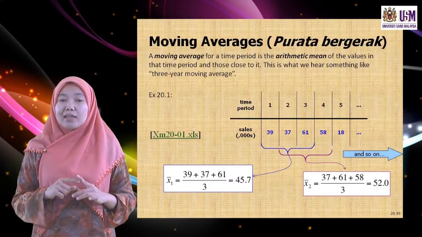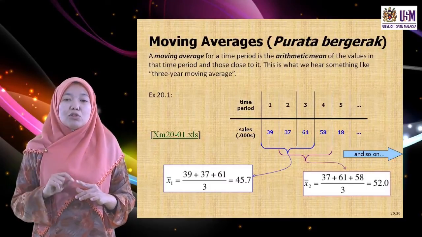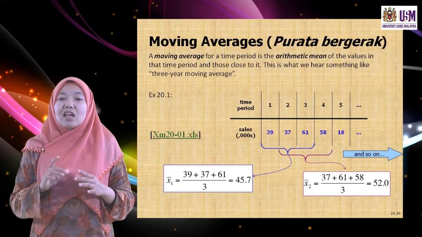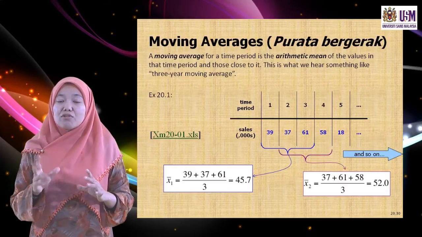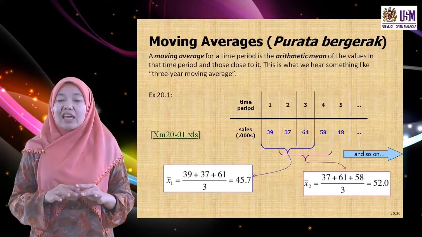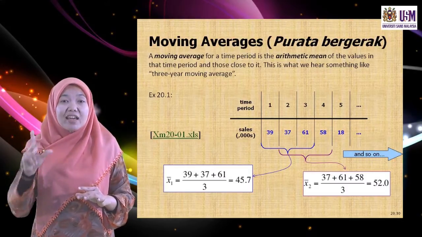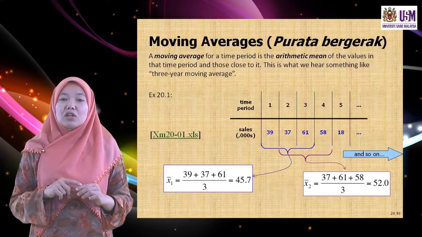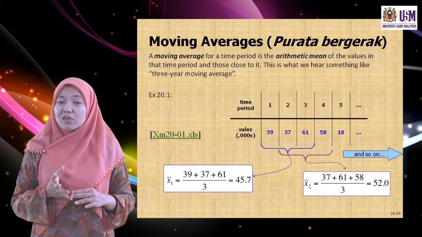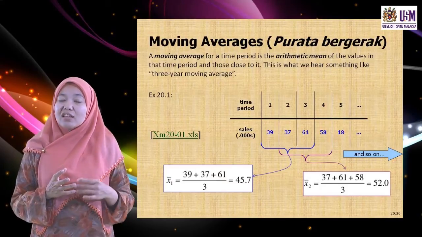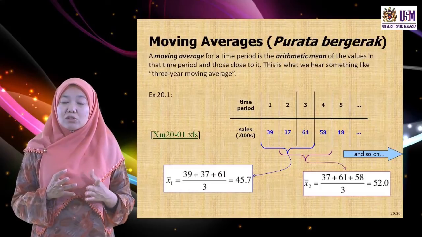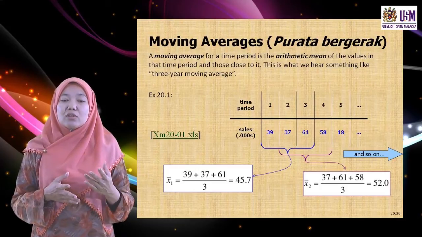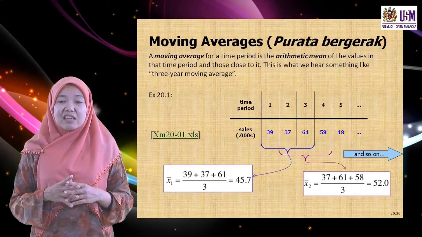So how do you calculate a moving average? Let's say you need to calculate a 3-year moving average. In this case, you take the first three data observations, add them up, and because you add 3 values, you divide by 3. That is the first calculation. So you take 39, add 37, and add 61, and because there are 3 items, you divide by 3. The first moving average value you get is 45.7.